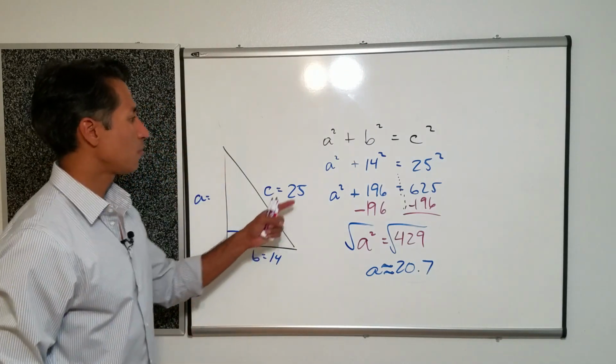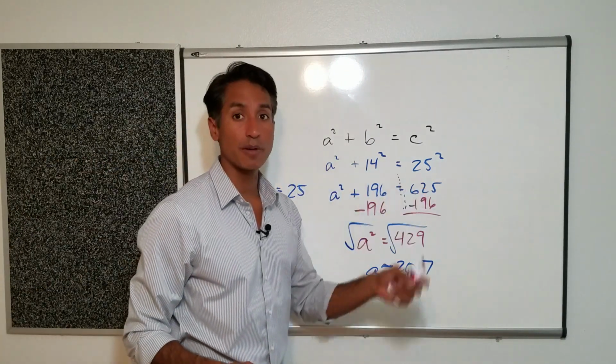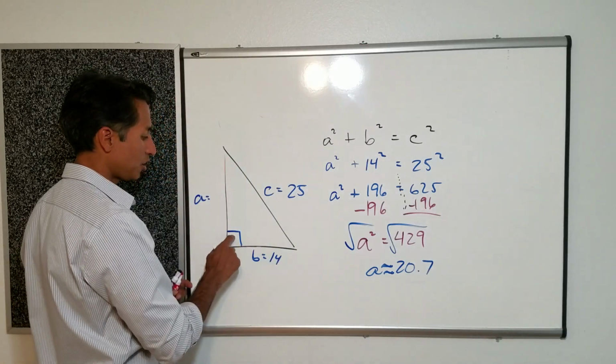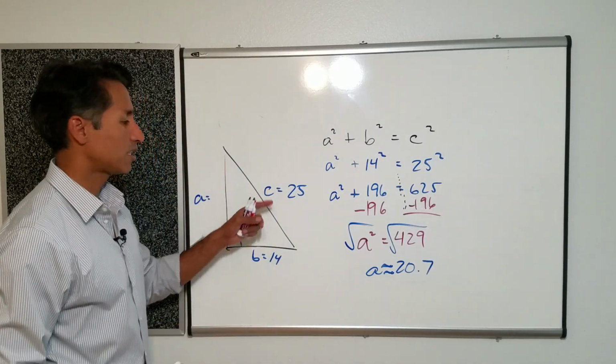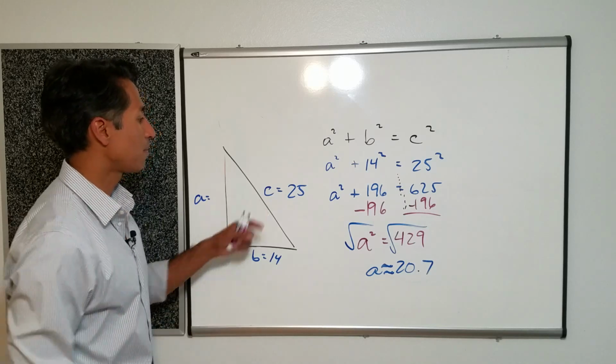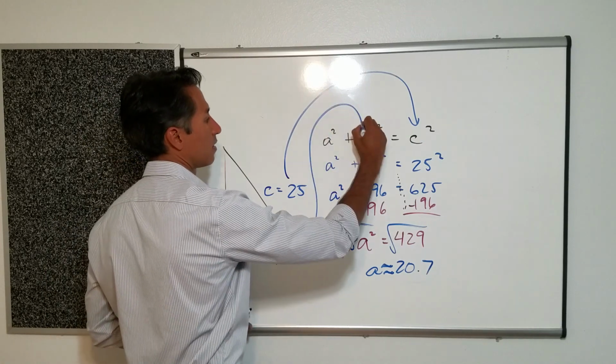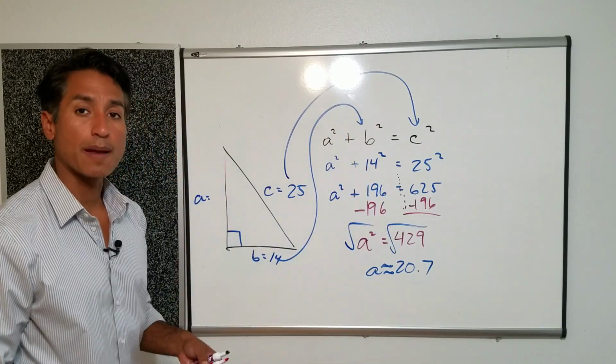So depending on what you're given, A, B, and C, you're always gonna be given 2. And the other key part of this is you need to just make sure you always know where the right angle is and what side is the hypotenuse. Because from there, you know what to plug in the right part of the equation.